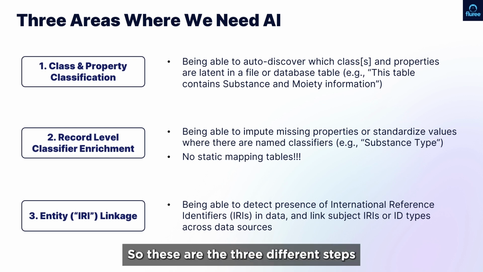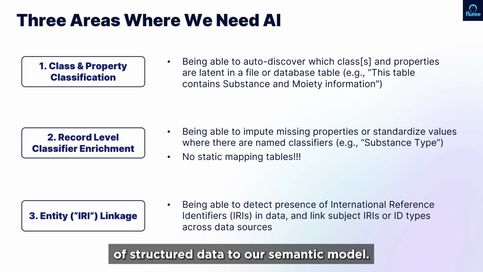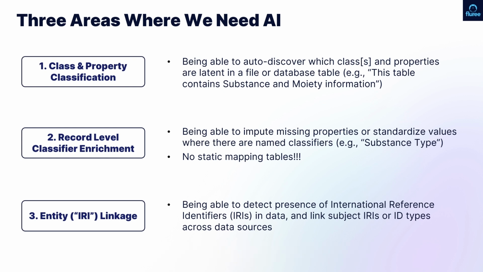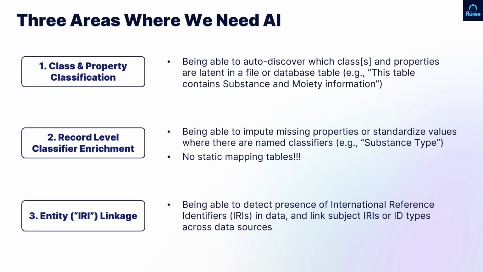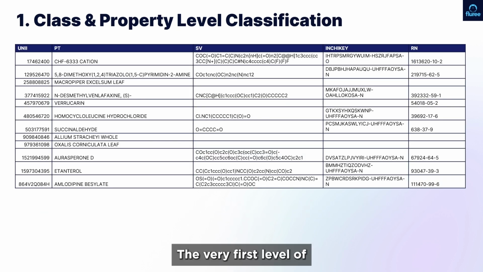So these are the 3 different steps that we're going to have to undertake if we want to complete a proper mapping of structured data to our semantic model. Let's go through each one at a time and take a look at what's actually going on under the covers. The very first level of mapping is class and property level classification.